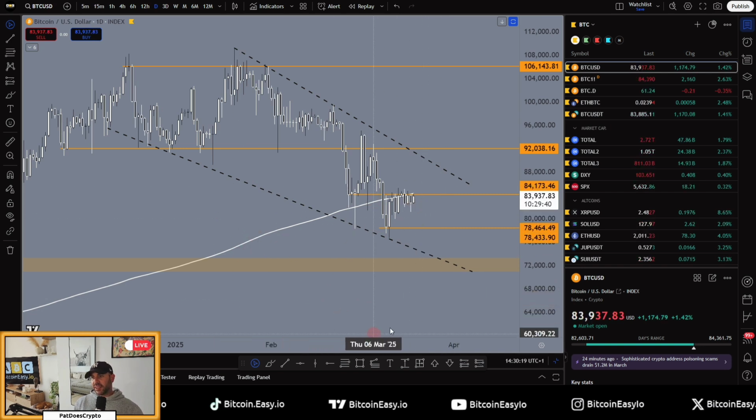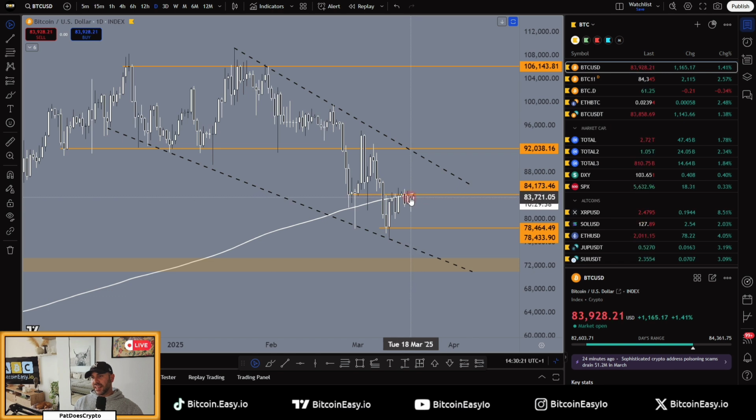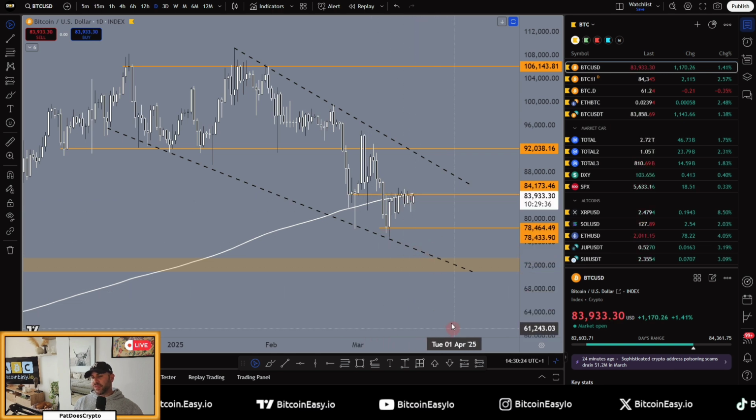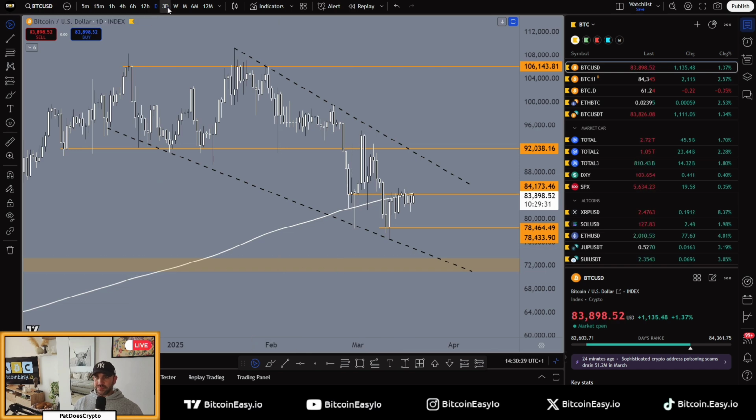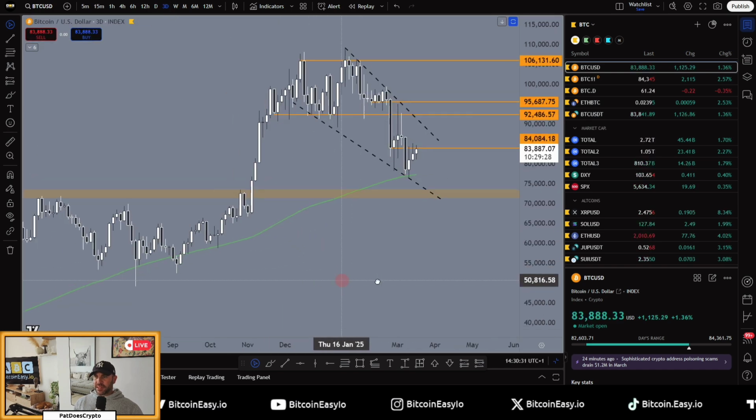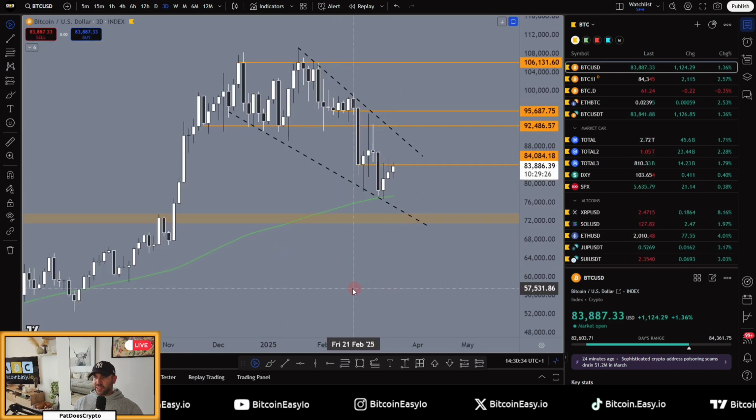So keep this in mind here. 84k to the upside is the key level we want to break, and 78,500 to the downside is the key level we want to hold from a bullish perspective. Now here on the 3-day chart, we can see it looks very similar. This candle is closing today as well.